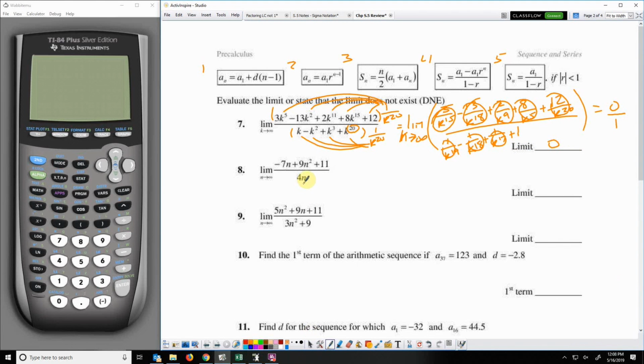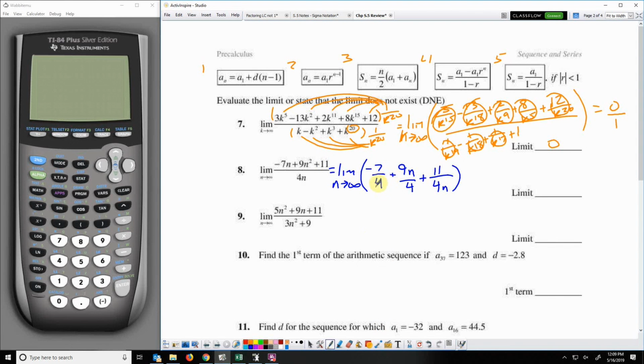When there is one term in the denominator, it's easier just to split the fraction. So it's the limit as n approaches infinity of negative 7n over 4n. So that's negative 7/4. Plus 9n squared over n, so that would be plus 9n over 4. Plus 11 over 4n.